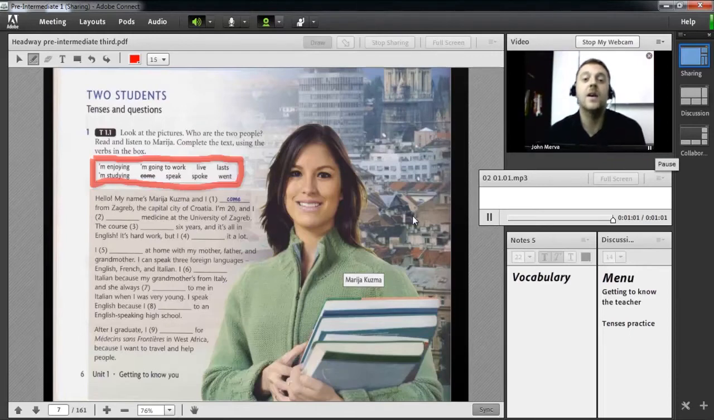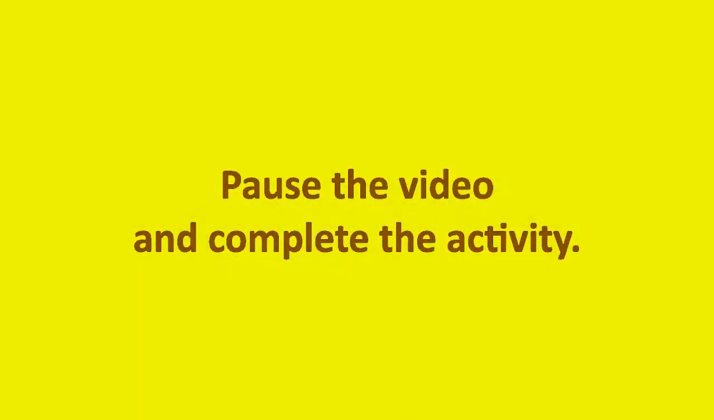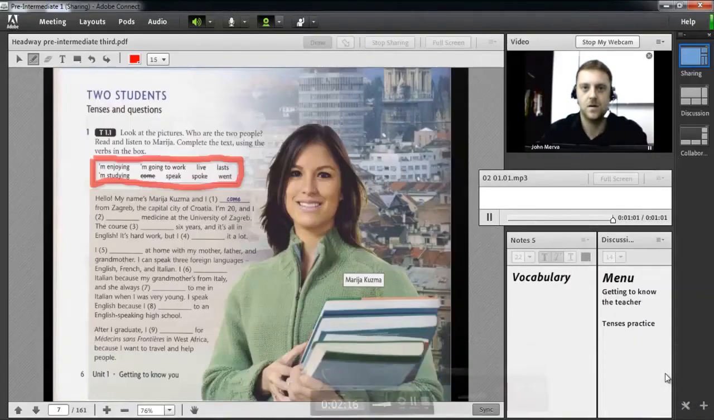If you would like to hear the recording again, please do ask your teacher to play the tape again. When you have finished listening to the tape, please, with a partner, check your answers together. Well done. Now, let's have a look at the answers together.